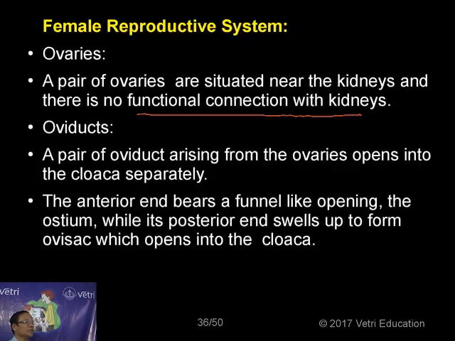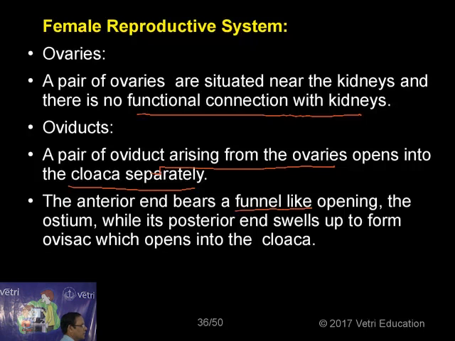So this is the arrangement in the case of the oviduct. A pair of oviducts arising from the ovaries, they are not connecting with the ovaries, they open into the cloaca separately. Each oviduct has a funnel-like opening at its anterior end, and this opening is called the ostium.